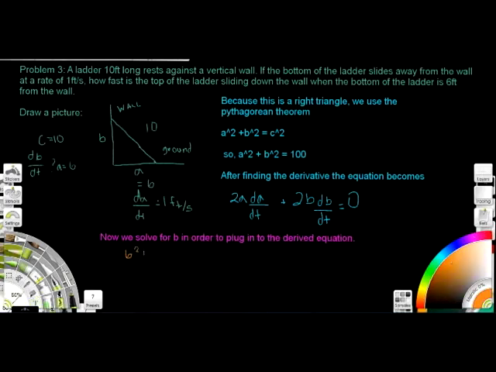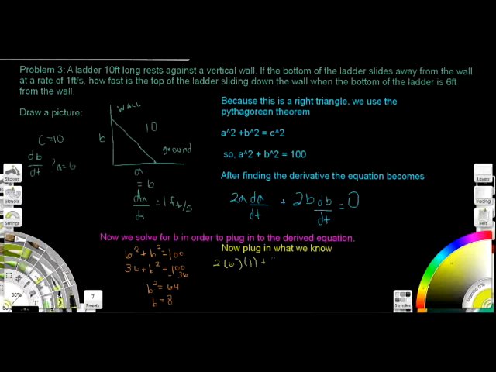6 squared plus b squared equals 100. 36 plus b squared equals 100. 100 minus 36 is 64, so b squared equals 64. b equals 8. Now we plug in what we know to the derived equation.